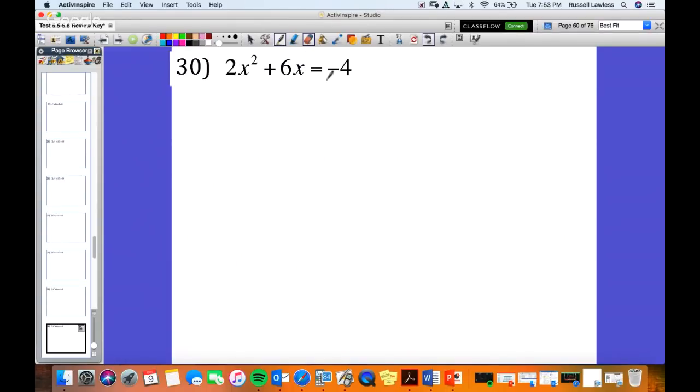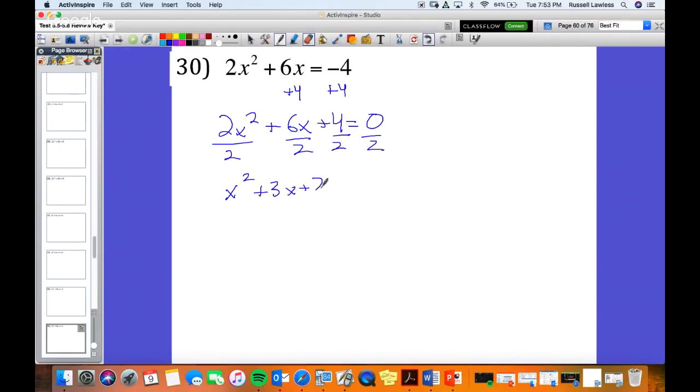So if we're trying to solve this, we've got to first get it equal to 0. So I'm going to add 4 to both sides to get 2x squared plus 6x plus 4 is equal to 0. Now, to factor this, your first thought might be, oh, let's do the divide and slide. Well, I don't want to do the divide and slide. I'm just going to divide out the 2, because 2 is common to each term. If I divide everything by 2, that leaves me with x squared plus 3x plus 2 is equal to 0.